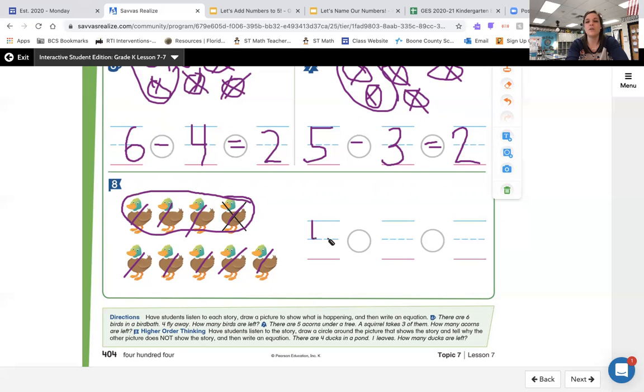So let's go ahead and write our 4 on the first line. Now it tells us how many ducks leave the pond. Well, the story tells us 1, but if you don't remember that, you can also see that this duck has an X on it, just 1 duck. So we're going to write a 1 on the next line, and then our equal sign.